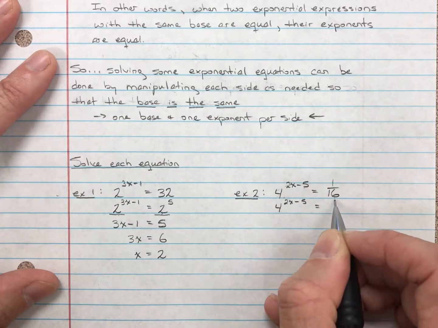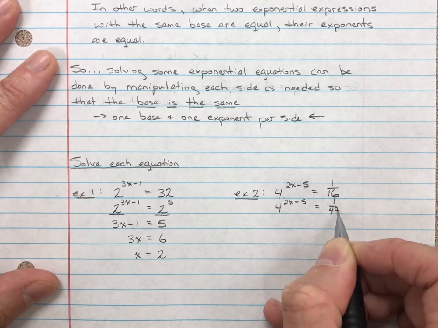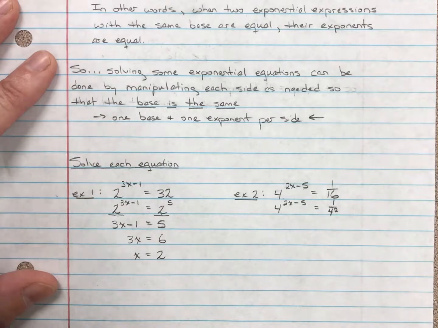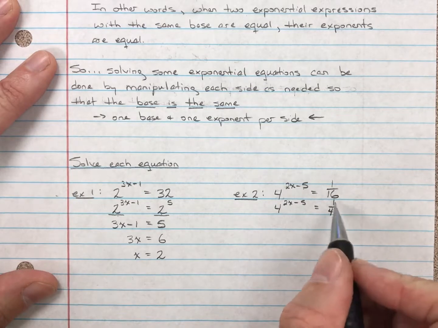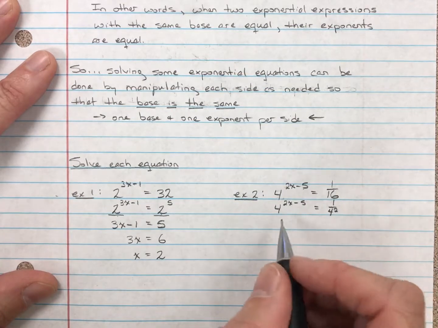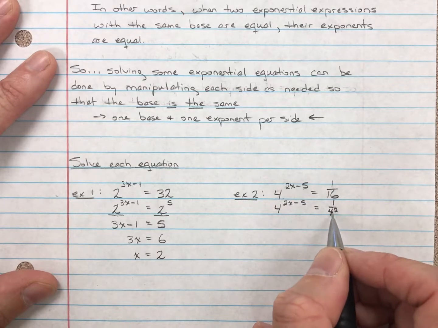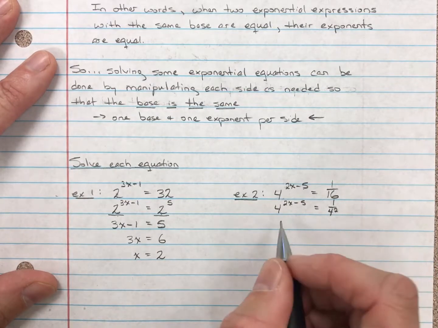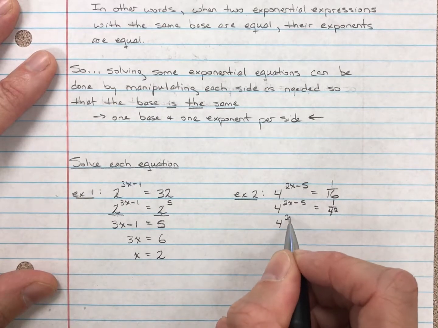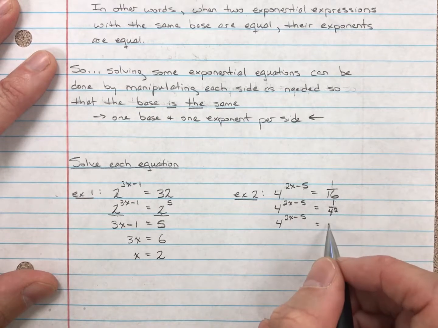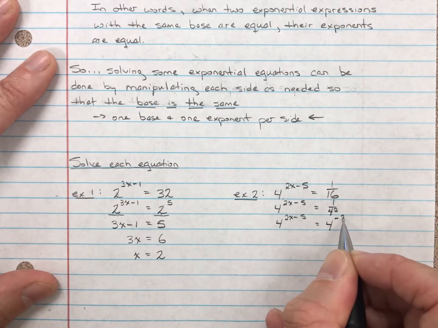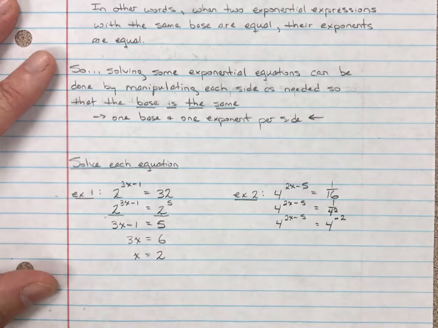This is 1 over 4 squared. Okay, well now I've got what I'm looking for there, but this is not going to work because that's not a base, that's a fraction with an exponent in the denominator. Well, we know that I can find the reciprocal of this by putting a negative exponent. So the left side again, 4 to the 2x minus 5. 1 over 4 squared is the same as 4 to the negative 2.